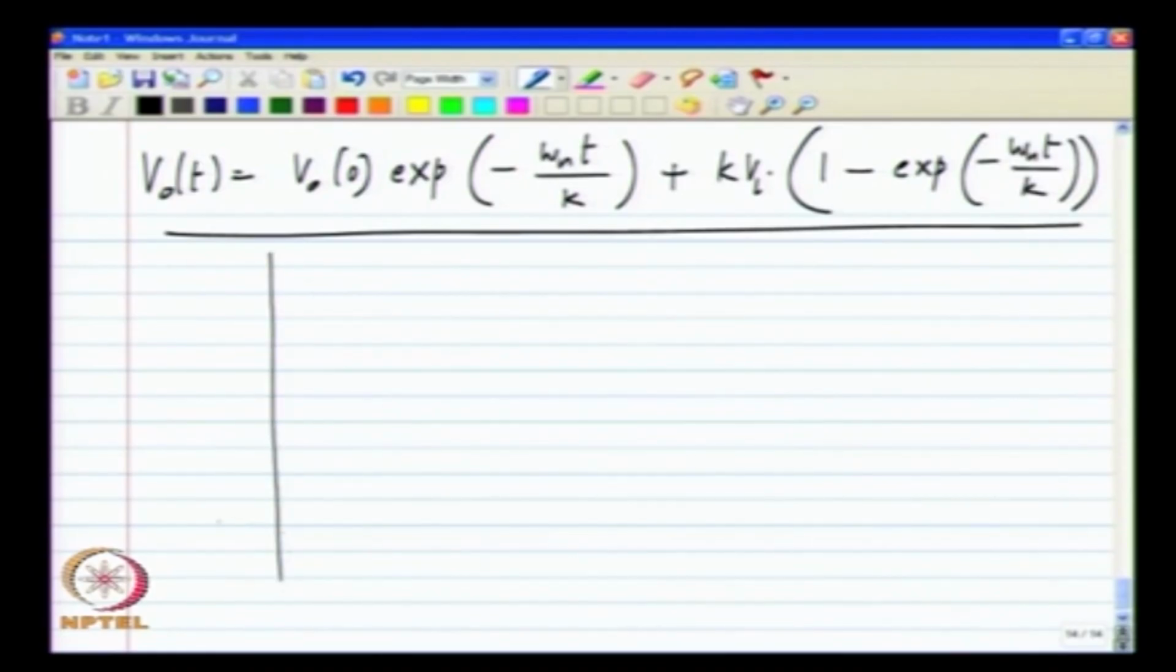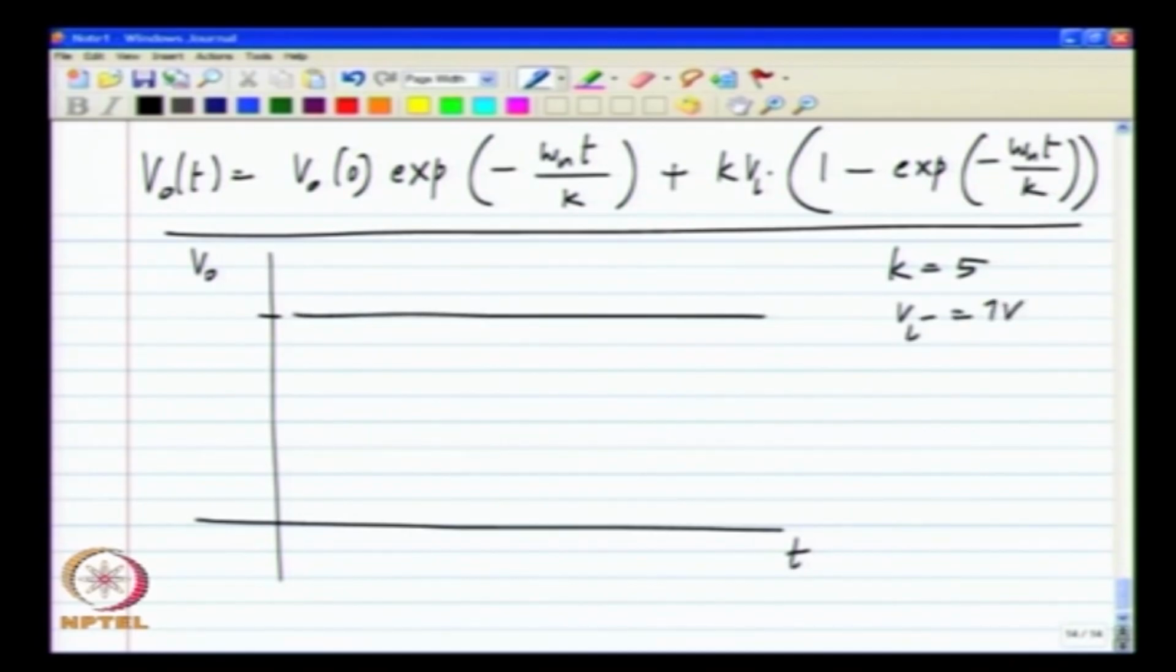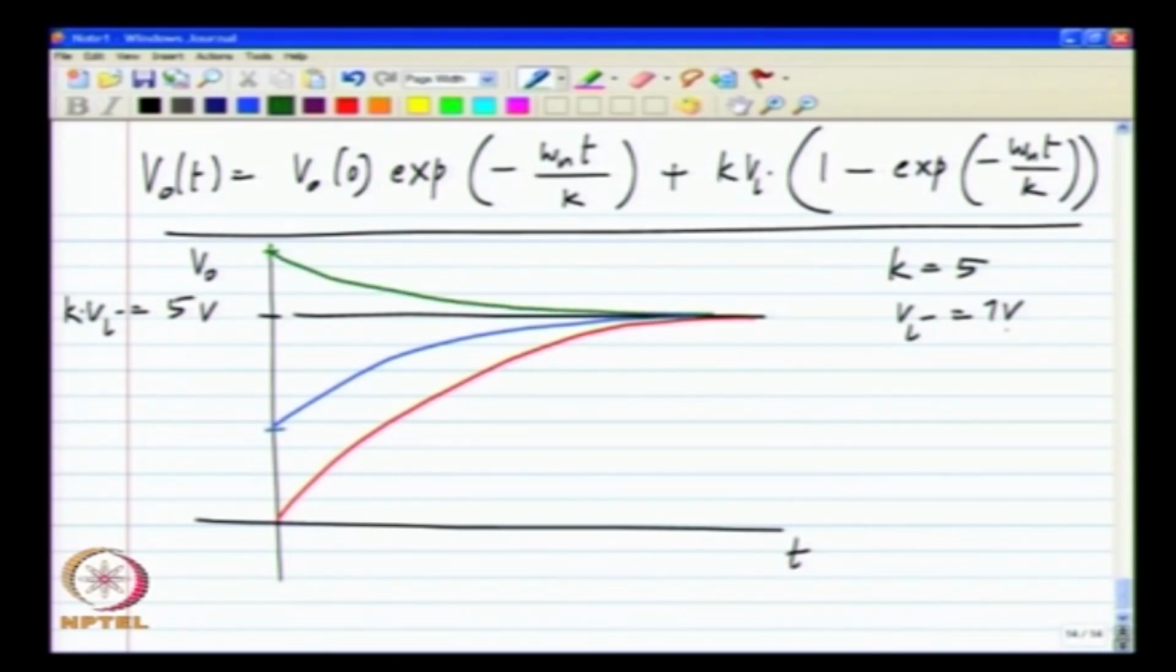So, as I mentioned, I will take k equal to 5 and V I equals 1 volt. Which means that k times V I is 5 volts. So, if you start from 0, it reaches 5 volts eventually. If you start from 2 volts, it will also reach 5 volts, and if you start from a higher value, which you can do, you could for some reason start from 6 volts, you will again reach 5 volts. Regardless of where you start from, you will always reach 5 volts.